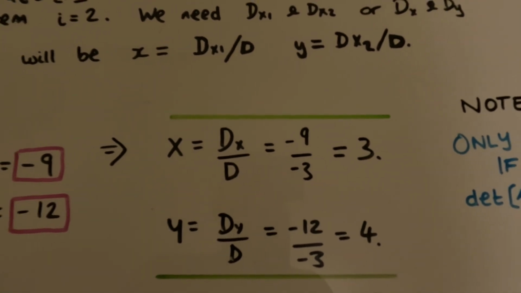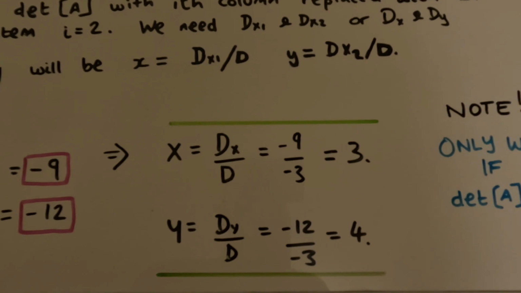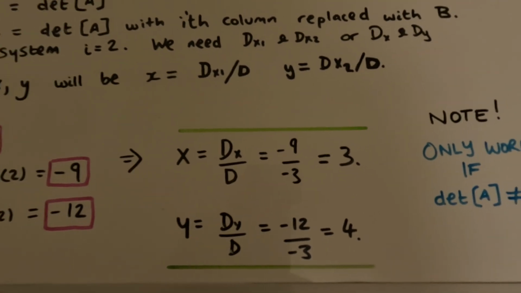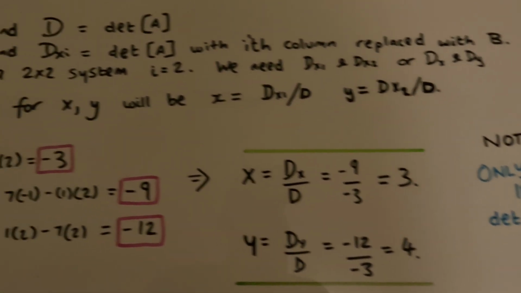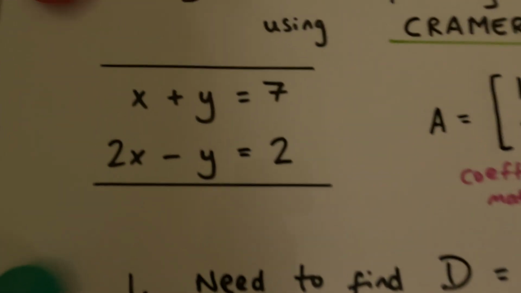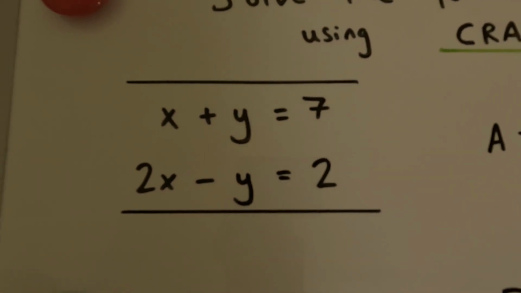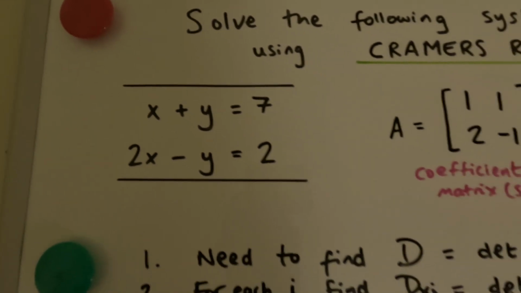So that's the answer to our original system. x equals 3 and y equals 4. You can quickly go back and verify that. 3 plus 4 is 7. 6 minus 4 is 2.